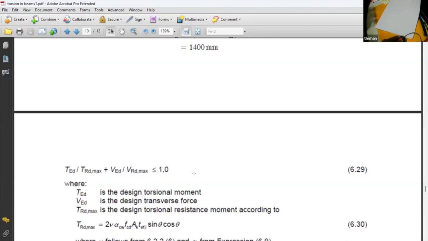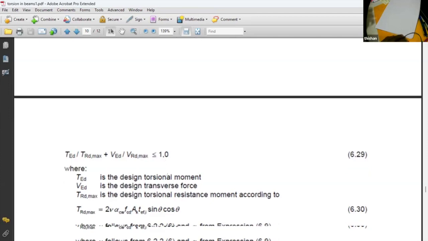But when we do this check, if it fails, don't increase the depth. That is not going to help you. You must increase the width of the section. Move from rectangular to square, then you will be through. Is that clear, Vandukar? Yes, sir. Yes, that's clear, sir. That's clear, right?